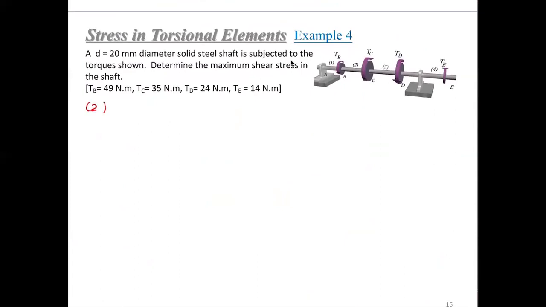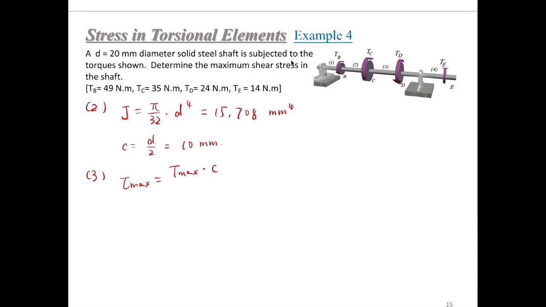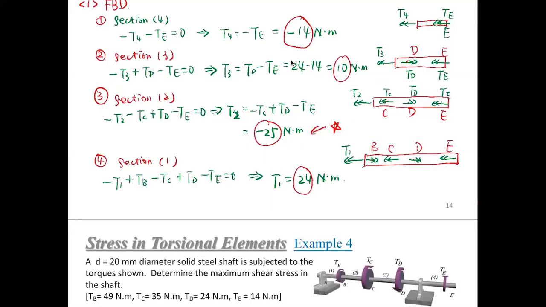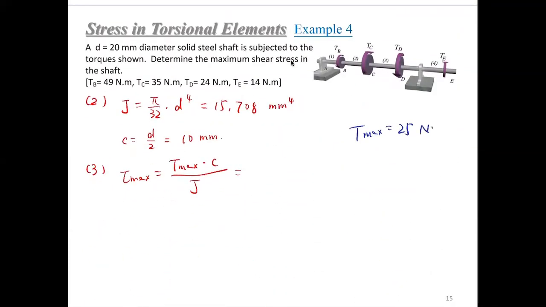So second step, we calculate the sectional properties. That is J equals pi over 32 times D to the fourth. That will be 15,708 millimeter to the fourth. And our C will be just half D. It will be 10 millimeter. So the final step, maximum shear stress will be T max times C over J. T max, as we determined, is 25 Newton meter.